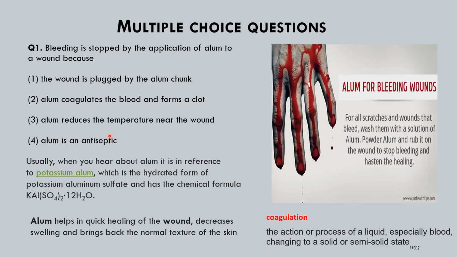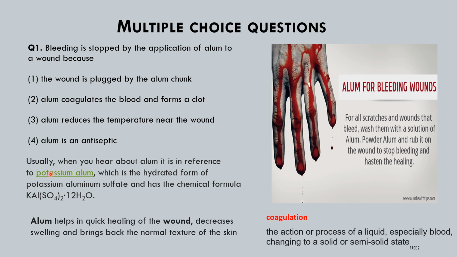Let us discuss the first question. Bleeding is stopped by the application of alum to a wound because when you apply alum to a particular wound, why will the bleeding stop? First option, the wound is plugged by the alum chunk. Second option, alum coagulates the blood and forms a clot. Third option, alum reduces the temperature near the wound. Fourth option, alum is an antiseptic.